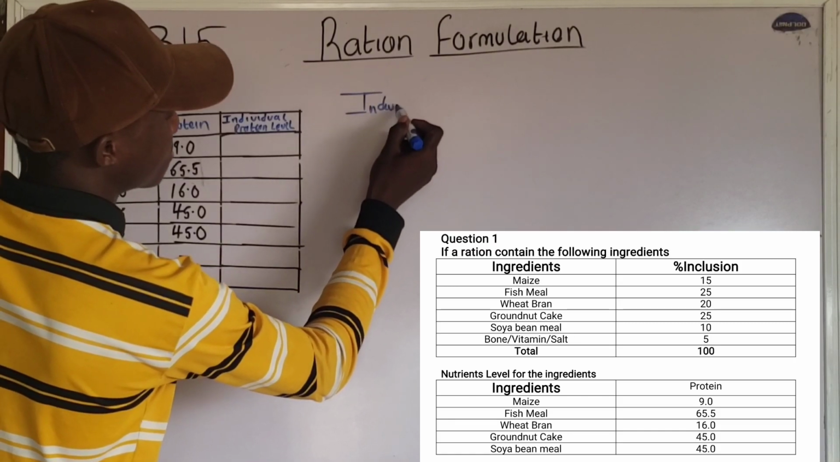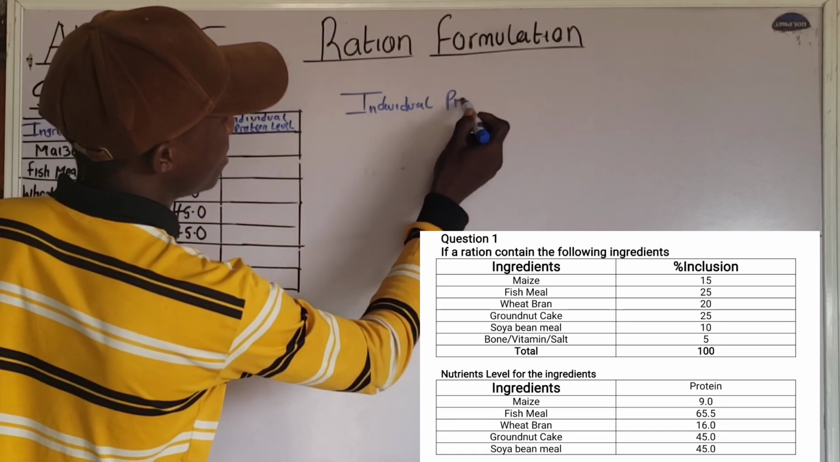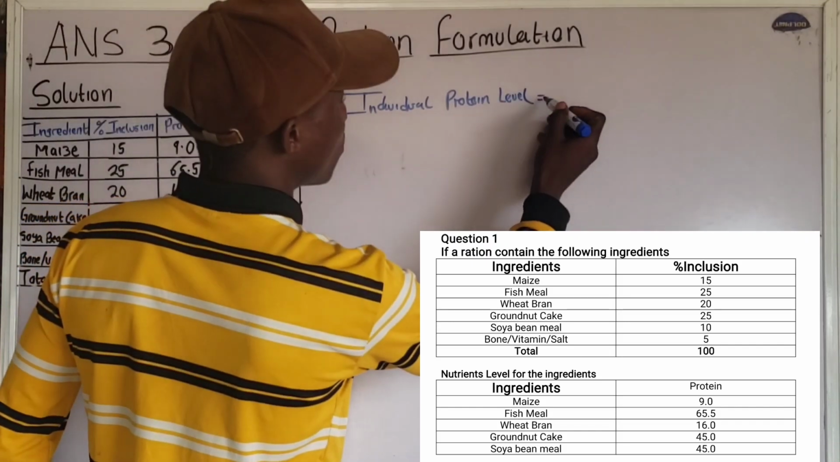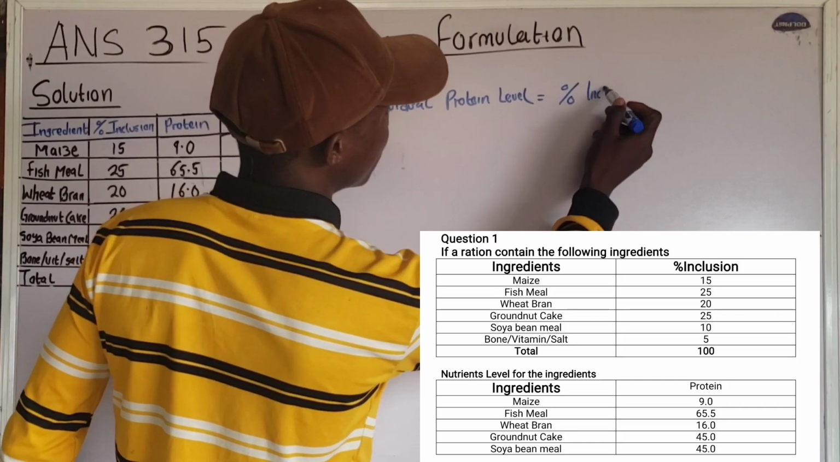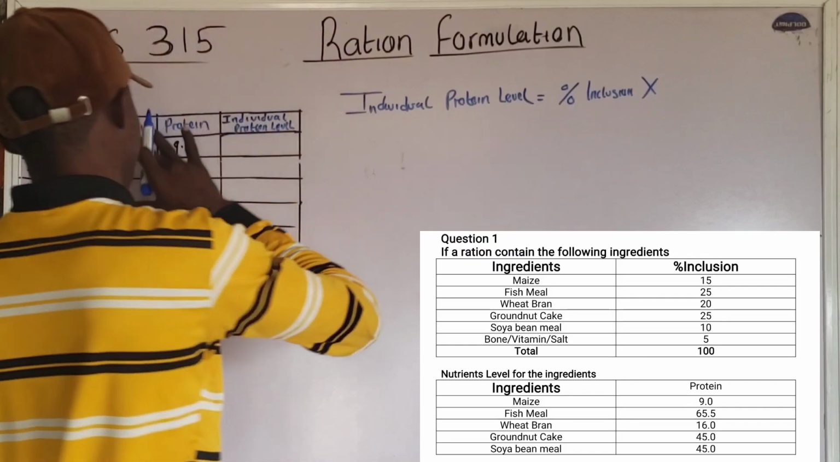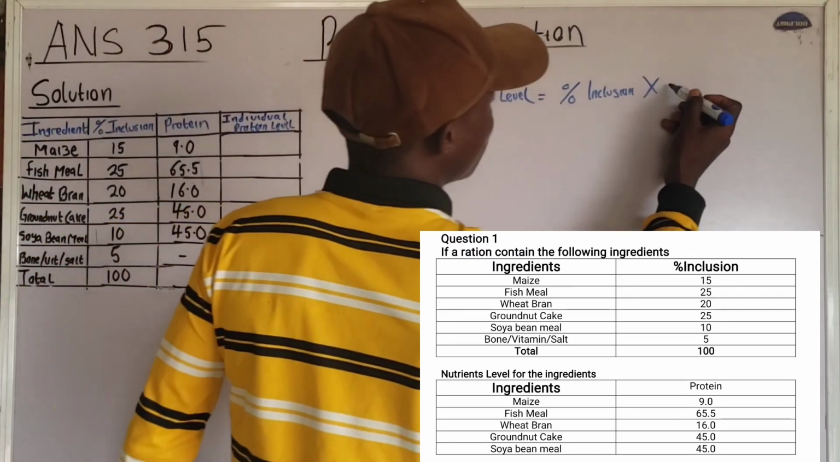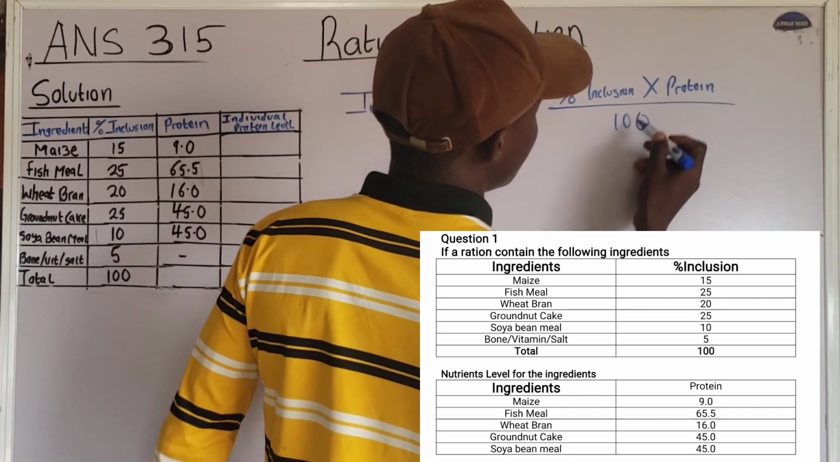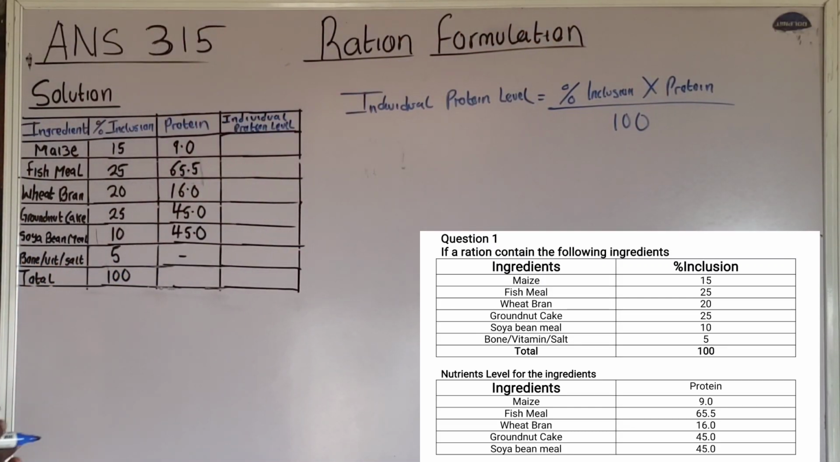Are you paying attention? Please. Individual protein level of each ingredient is equal to the percentage inclusion multiplied by the protein of each ingredient, all over 100, will give us the individual protein level. Are you paying attention? Don't forget the goal. The goal of the question is to calculate the protein level of the diet. So I told you that without knowing the individual protein level, there is no way we can determine the protein level of the diet. So let's proceed.